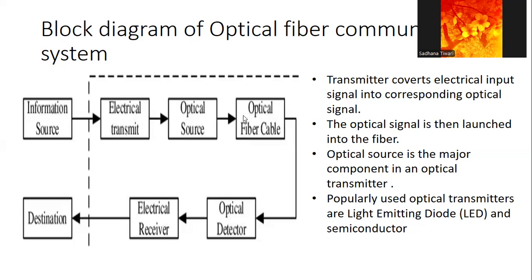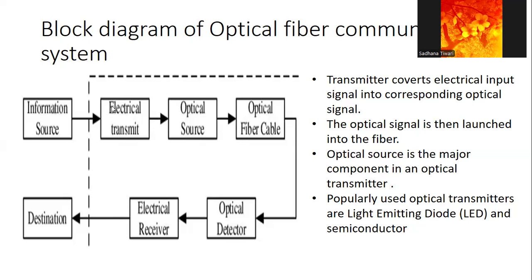And electrical transmitter and optical source constitute the transmitter, and this is the receiver end. So in the transmitter end there is an optical source, and in the receiver there is an optical detector. So for optical fiber communication, optical source and optical detector are very important components.